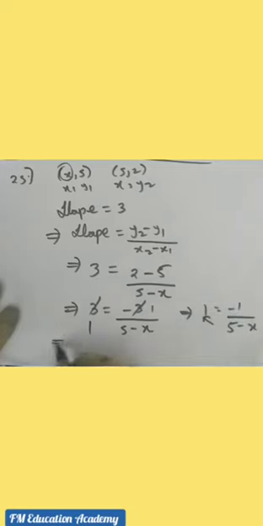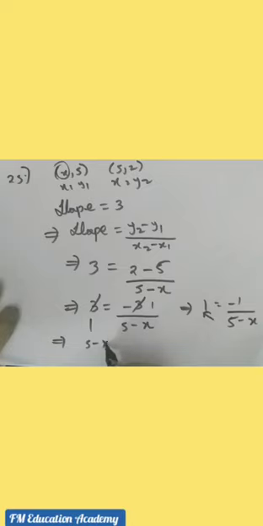This will go this side. So it becomes 5 minus x into 1, 5 minus x is equal to minus 1. Minus x will go to that side and minus 1 will go to that side. So 5 as it is plus 1, minus 1 goes that side and becomes plus 1, is equal to minus x. If it comes this side, it becomes plus x. So we have x is equal to 6.